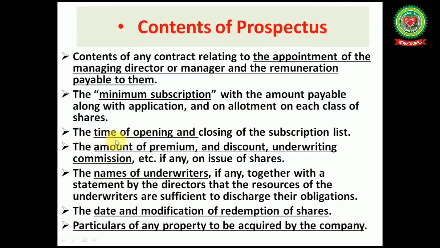After that, the time of opening and closing of the subscription list, the amount of premium and discount and underwriting commission if any on issue of shares, then the name of underwriters if any, together with the statement by the directors that the resources of the underwriters are sufficient to discharge their obligations. This is to be mentioned in the prospectus. Then the date and modification of redemption of shares, particulars of any property to be acquired by the company.